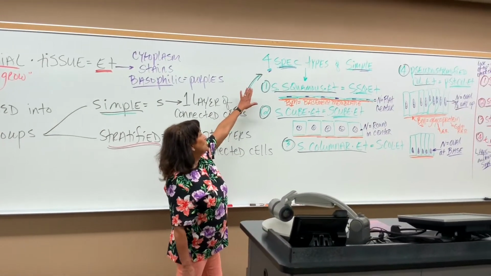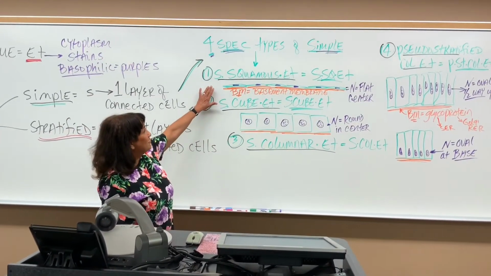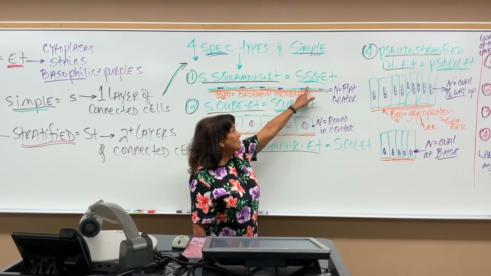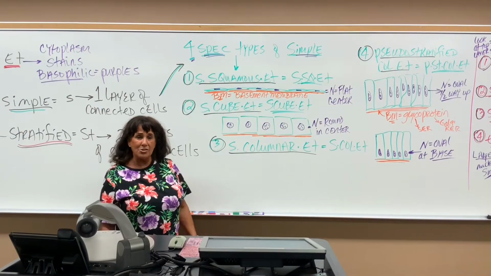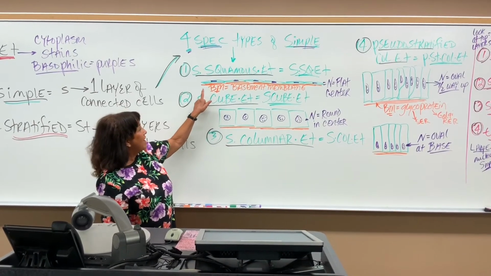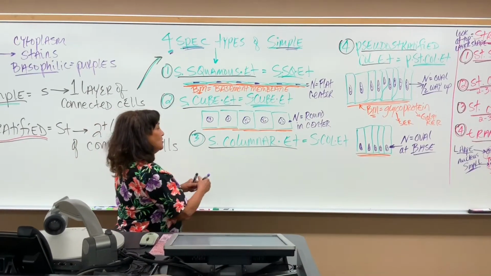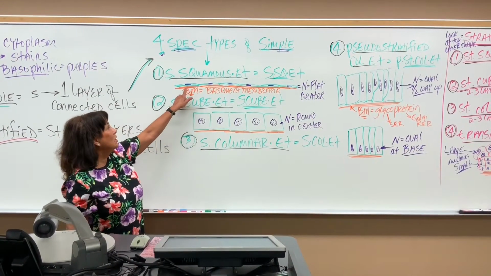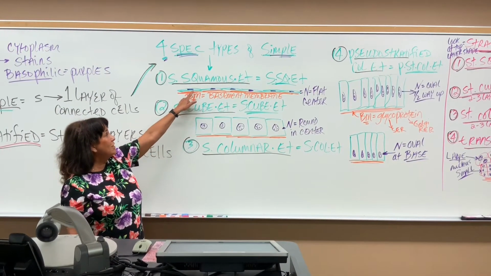So over here, we're going to do the 4 specific types of simple ET, okay? And here's the first one. It's called simple squamous ET, and it's abbreviated SSQET. And here it is. I think of squamous as squashed, like it's roadkill. It's been run over many times, and it's very thin cells. The nucleus right here is purple, and the nucleus is always flat and in the center of the cells. You can barely see it right here. So it's a very thin, like a stretched rubber band thin type of tissue, just one layer of cells.